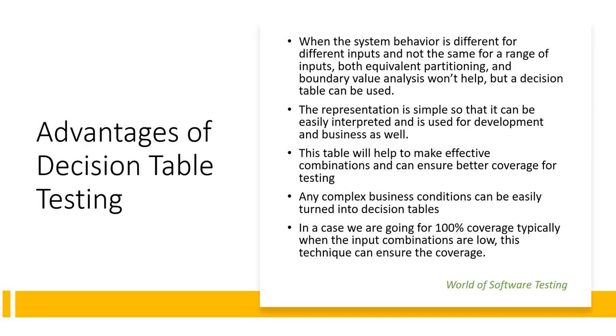So the advantages of decision table based testing. The first one is when the system behavior is different for different inputs and not the same for a range of inputs, both equivalence partitioning and boundary value analysis won't help, but a decision table can be used. Because this is related to the inputs, we have different inputs and not the same for the range of inputs. So in such cases, equivalence partitioning and boundary value analysis won't help, right?